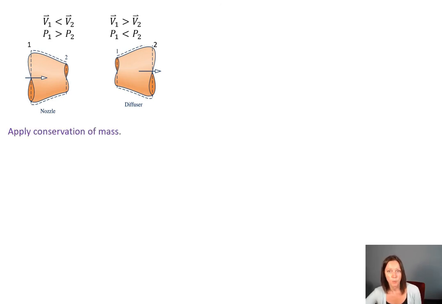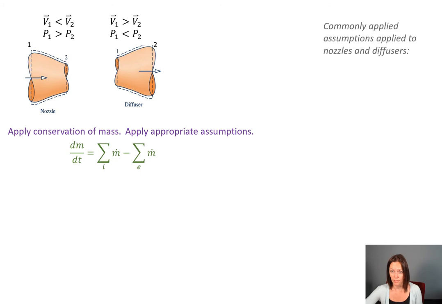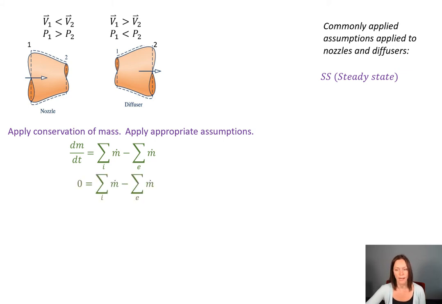First thing I'm going to do when I'm interested in analyzing an open system is apply my conservation of mass. I need to know how the m dots are related to one another. So here's my conservation of mass, and now I'm going to apply some appropriate assumptions. First thing I'm going to do is assume that it's operating at steady state, and that'll simplify my math quite a bit.